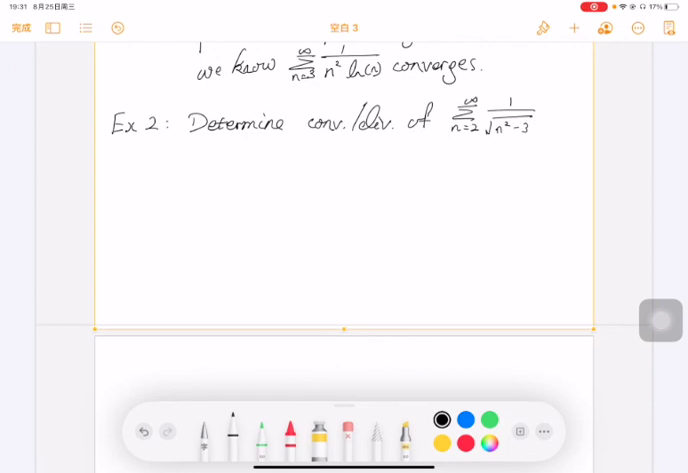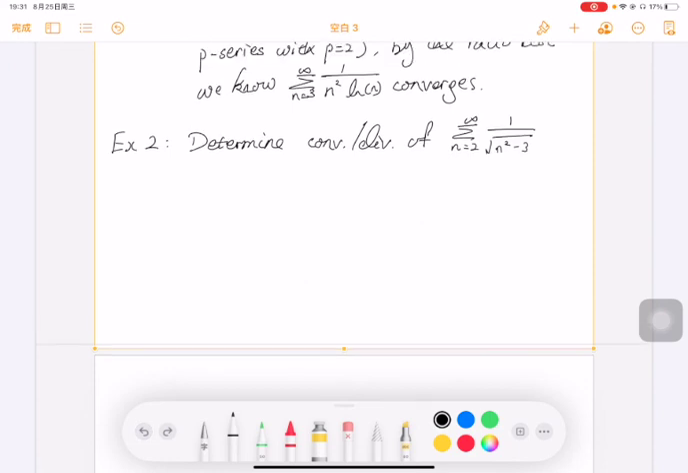Maybe I should just write An and Bn so that this looks cleaner. Let An equal 1 over the square root of n squared minus 3, and Bn equal 1 over n.